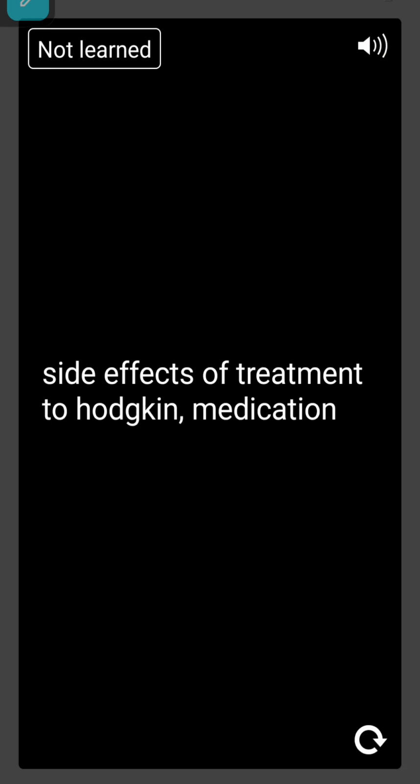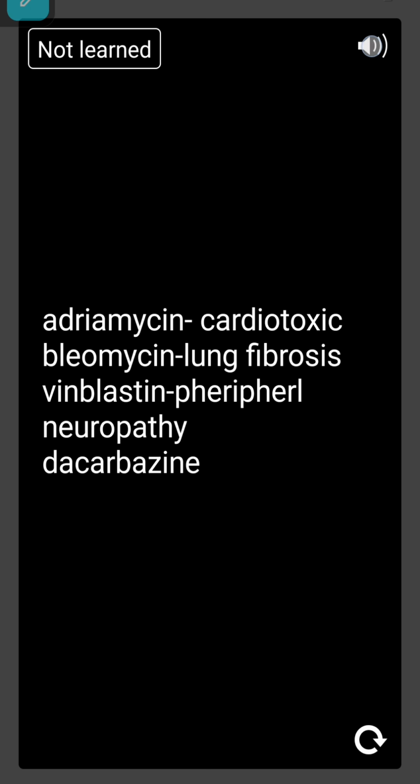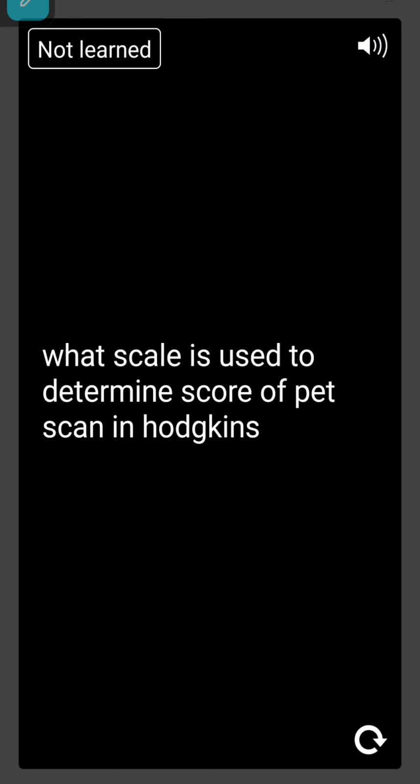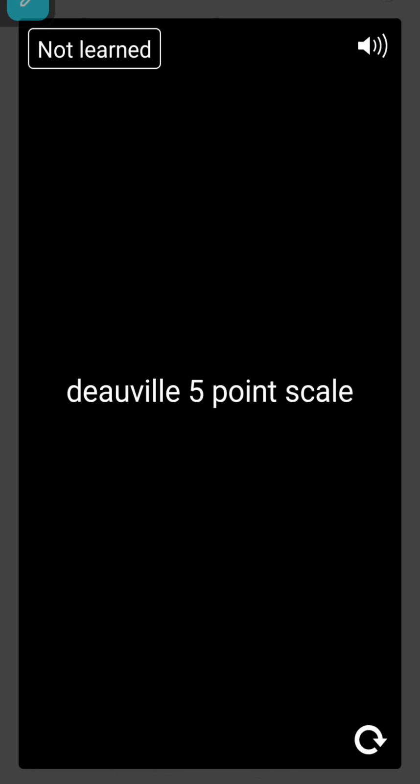Side effects of treatment for Hodgkin, medication. Adriamycin cardiotoxic, bleomycin lung fibrosis, vinblastine peripheral neuropathy, dacarbazine. What scale is used to determine the score of PET scan in Hodgkin's? Deauville 5-point scale.